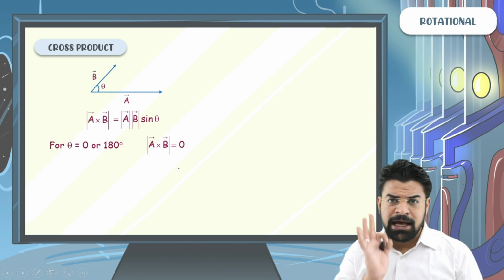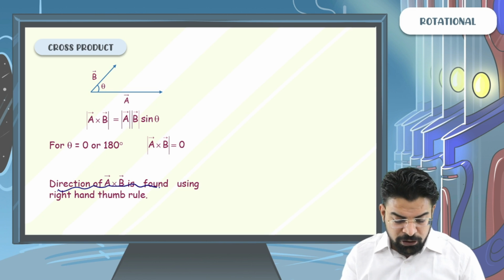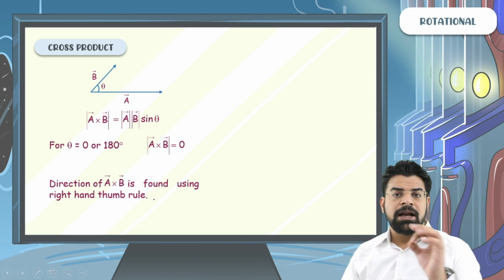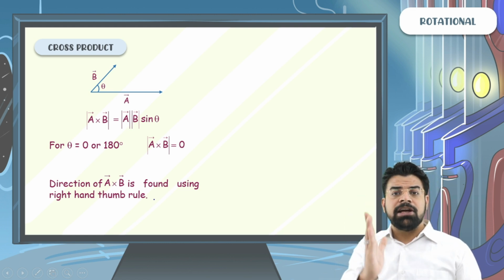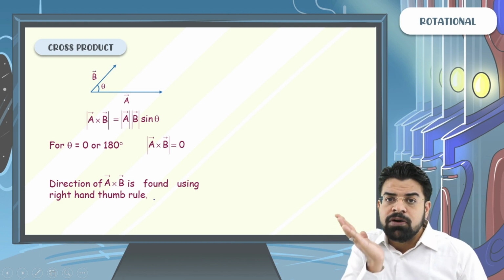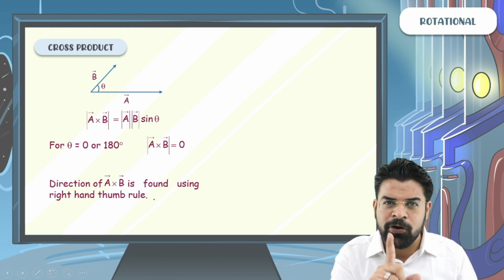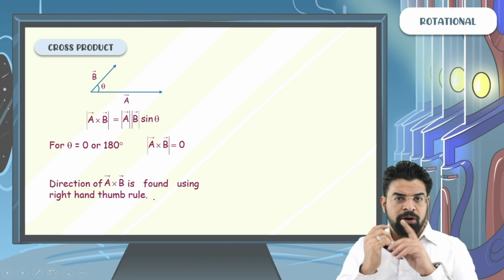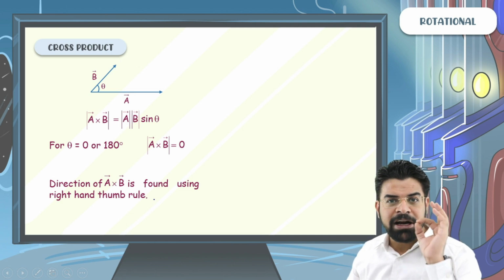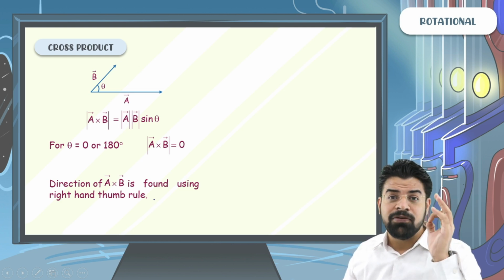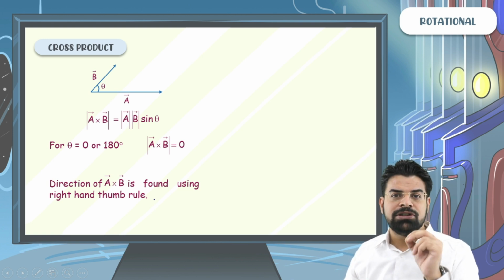To determine the direction, we use the right hand thumb rule. So the direction of A cross B is found using the right hand thumb rule. What does the right hand thumb rule say? If I have given you A cross B, align the fingers of your right hand in the direction of vector A and then curl the fingers of your right hand in the direction of vector B. While doing so, the direction in which your thumb points is the direction of A cross B.